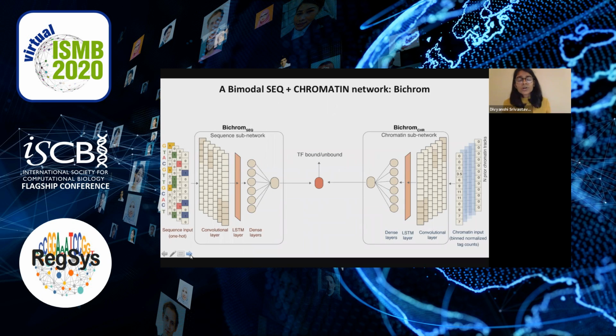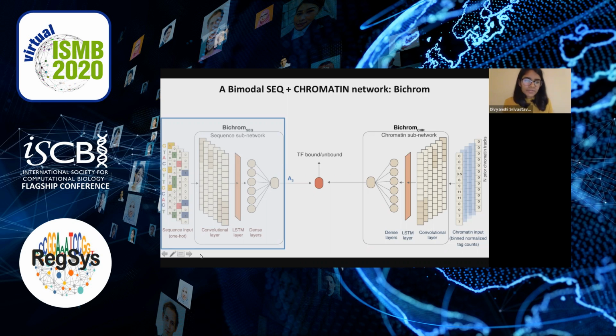So in order to do so, we developed a computational approach that can integrate both DNA sequence information and pre-existing chromatin information, and use these two data types in order to predict transcription factor binding. So let me walk you through this model. The idea here is that we first have a sequence subnetwork, which I'm calling bichrome-seq. This network takes as input one-hot encoded DNA sequences. It uses a fairly standard CNN LSTM and outputs a single real valued activation, which I'm calling A sub S here.